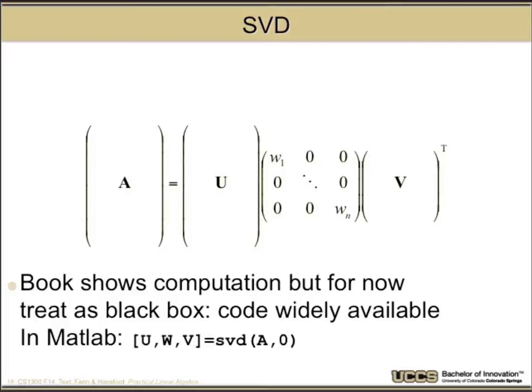So for now, we're going to assume that you remember SVD decomposes A into three matrices: the left singular vectors U, the actual singular value matrix W, and the right singular vectors V. Just think of them now as a black box. The code for that is widely available. I don't actually recommend you ever implement it unless you become a numerical analyst yourself.